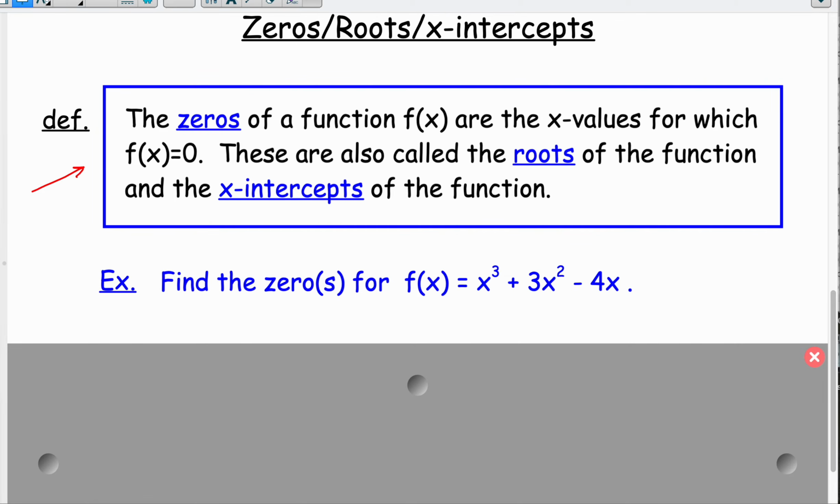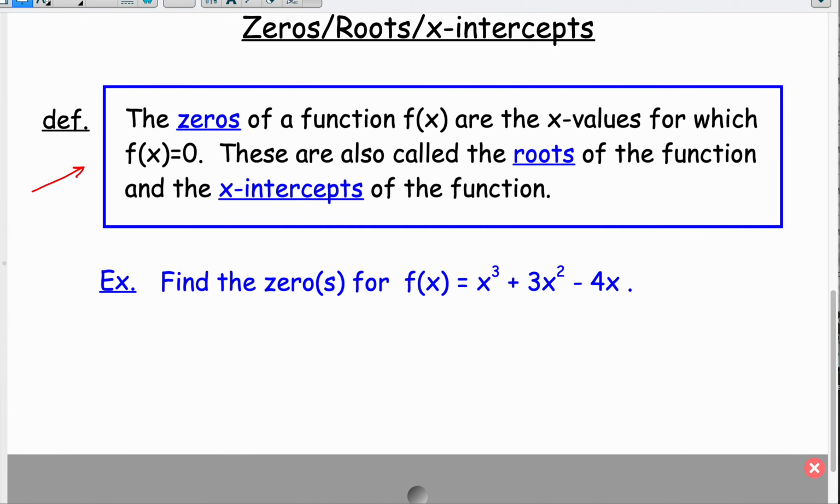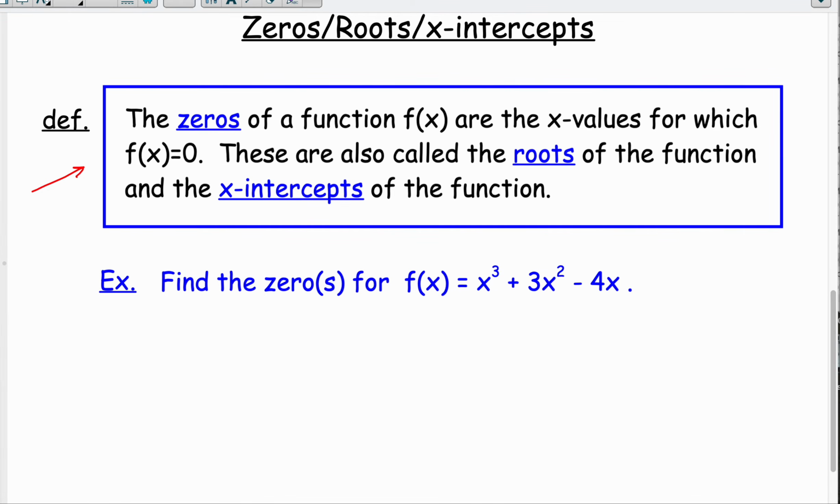So let's look at an example. What if I ask you to find the zeros for this function? Now we're not looking at a graph, and so we're going to have to try and figure this out analytically. Now let's back up for a second.